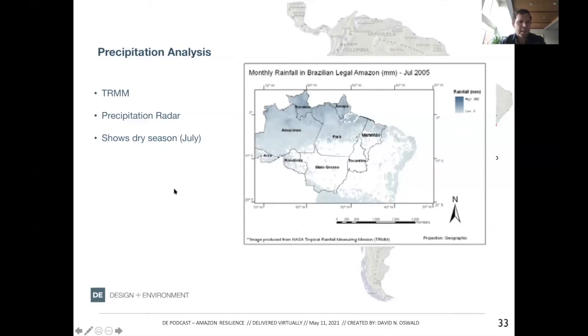June to August, exactly. So June to August is a long drought, sustained droughts. That's the key there, is long sustained droughts. And this is where it gets really interesting.